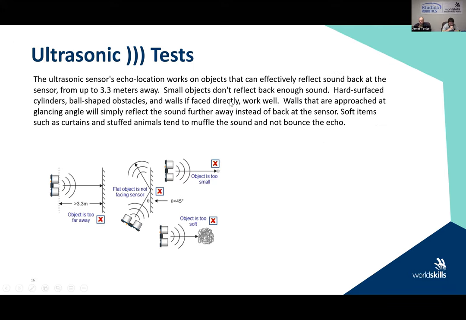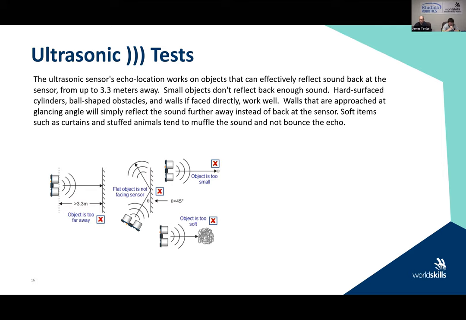The echo works on objects that can reflect back sound. It'll work up to 3.3 meters away. You will not have that far of a distance when working on your competition court. You should take note that small objects do not reflect sound as well. Hard surface cylinders and ball-shaped objects work well if you're directly facing that object. So if you have a round object like my Clorox wipes here and I'm directly facing it, it will work well. If I'm facing it at an angle, it may not work well, or it may pick up another object as we go further back.